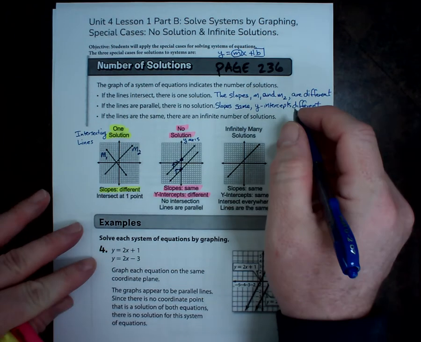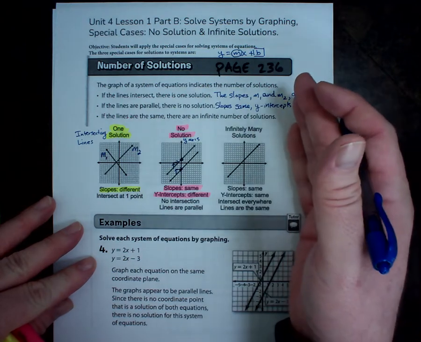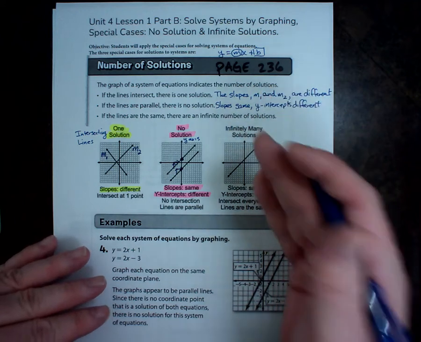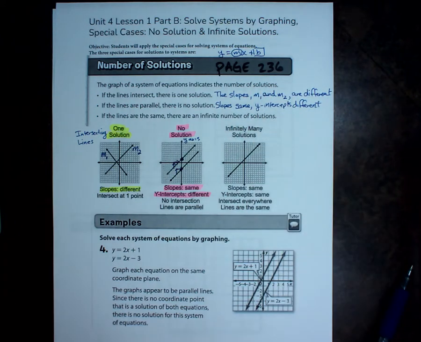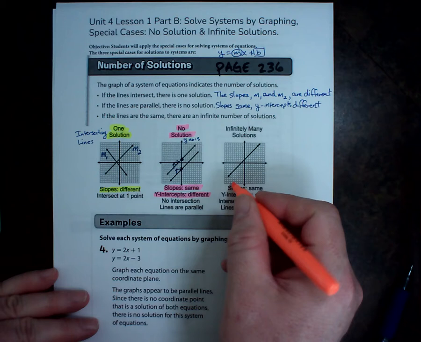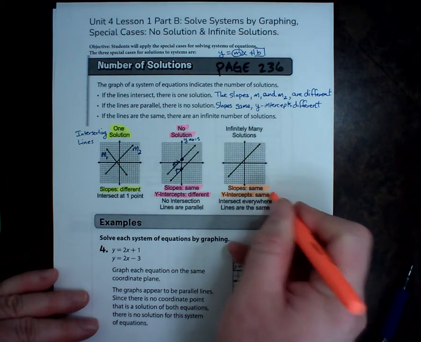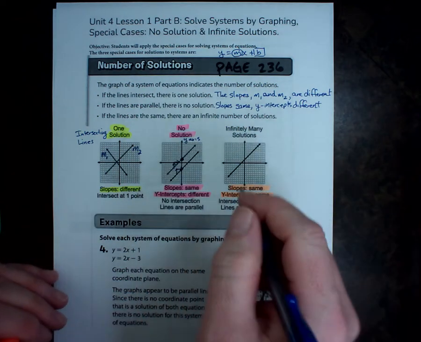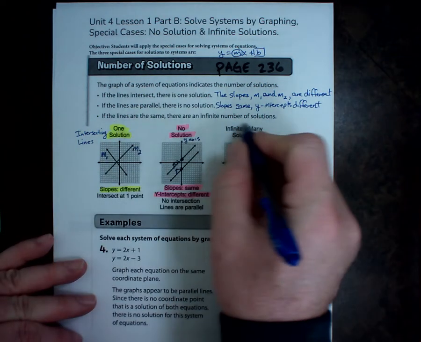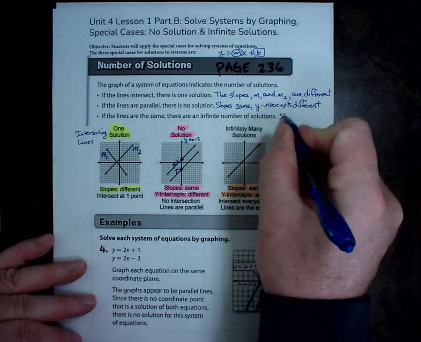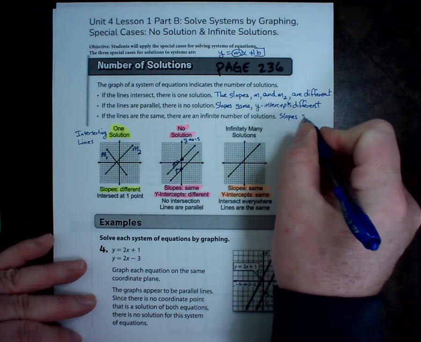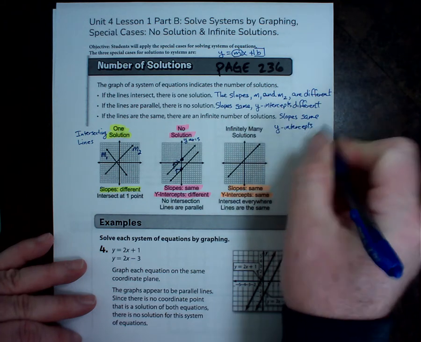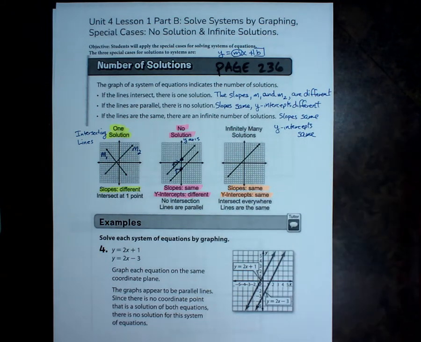Then there's a third situation where you might have an equation in two different forms and you end up having the same line. So in that case, if the slopes are the same and they hit exactly in the same spot, you're going to have every answer be an answer. So that's an infinite number of solutions. The lines are the same, there's infinite solutions. The slopes are the same, and the y-intercepts are the same. So three situations.